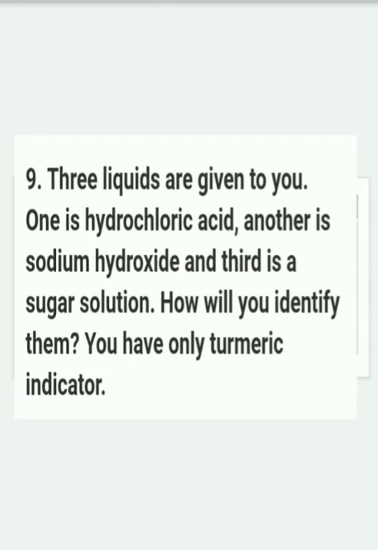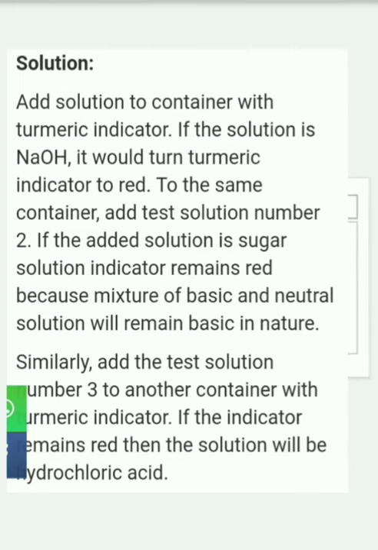Three liquids are given to you. One is hydrochloric acid, another is sodium hydroxide, and the third is sugar solution. How will you identify them? You have only turmeric indicator. We have already learned that turmeric solution turns bases red in color, but in an acidic medium there is no change. Let us see the answer.